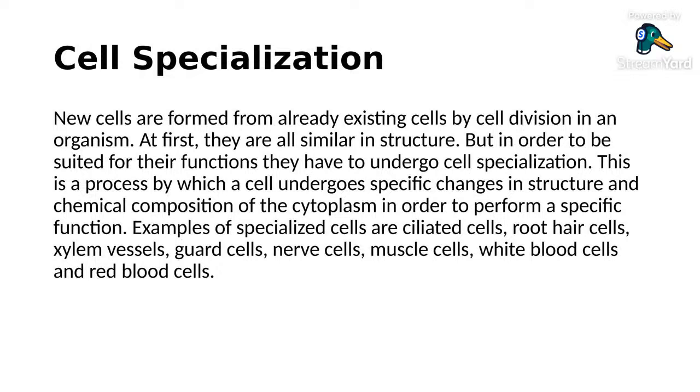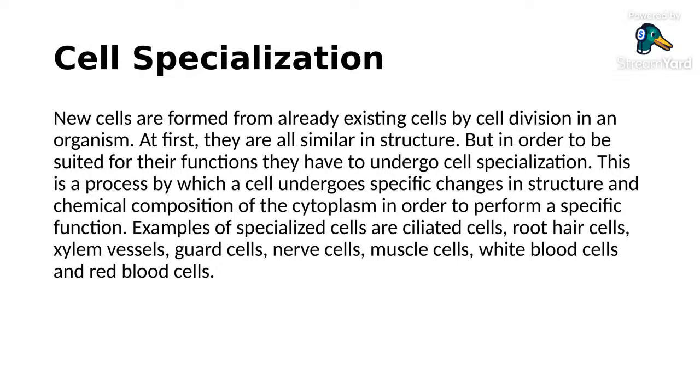So the question is, what is cell specialization? This is a process by which a cell undergoes specific changes in structure and in chemical composition of the cytoplasm in order to perform a specific function. So a cell will undergo chemical changes, will undergo some specific changes. Okay, it will change in structure, and it will also change in terms of chemical composition. And this is because it has to now perform a specific function.